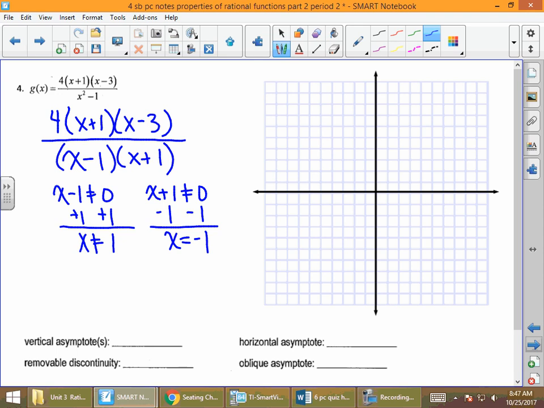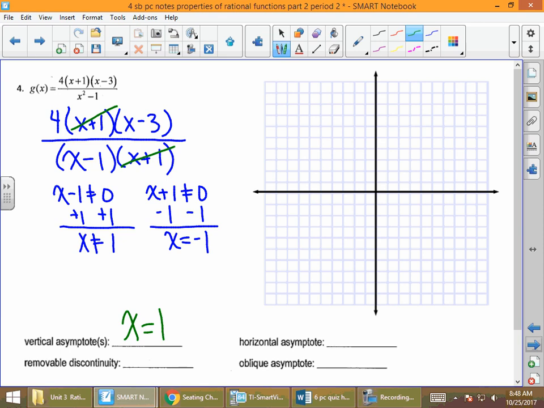But in terms of vertical asymptotes, it's not going to be both of them, because the x plus 1s cancel out. So since the x plus 1 cancels out, I'm trying to block the right answer here. And what we have is x doesn't equal 1, which means that our vertical asymptote is going to be x equals 1.